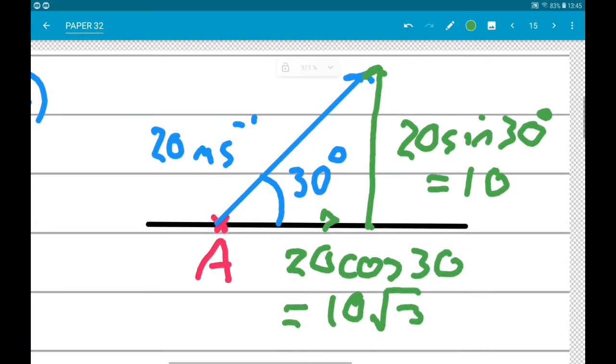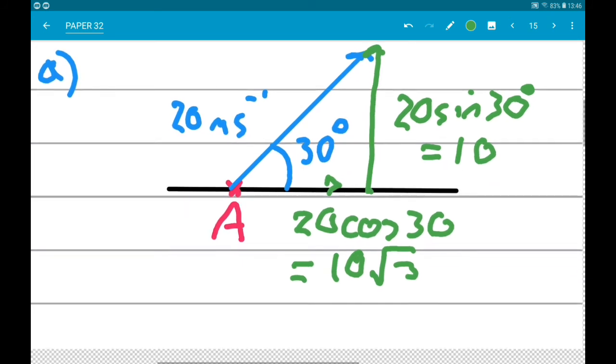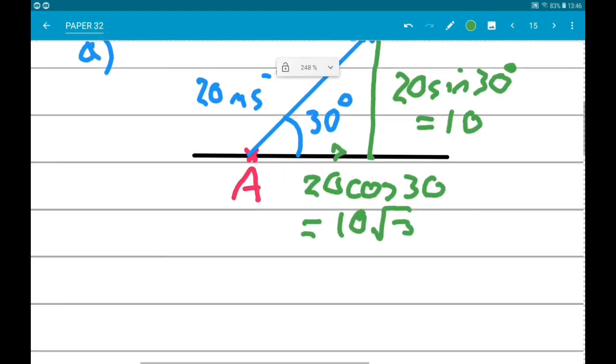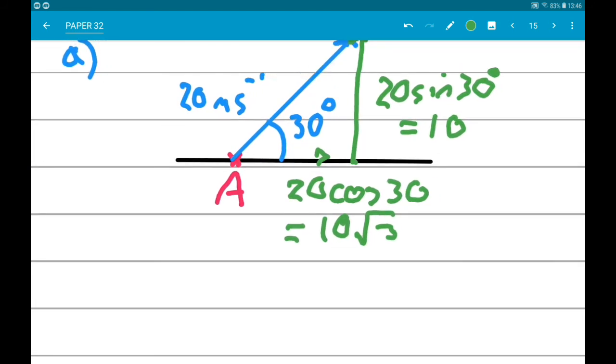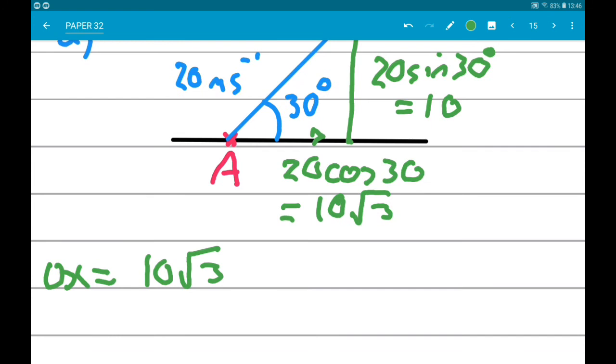Alright. Now, we know it's moving freely, so we are assuming no horizontal resistant forces. So, we know horizontally U is 10 root 3. Now that is also going to be its final horizontal velocity.